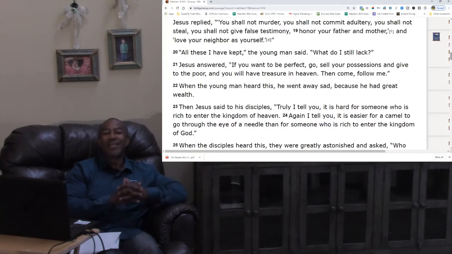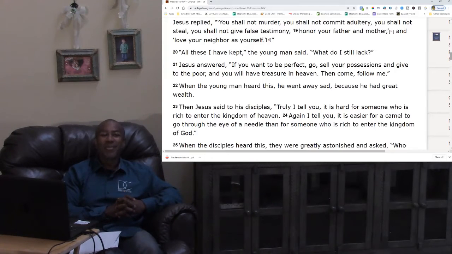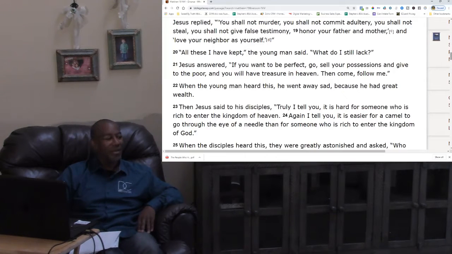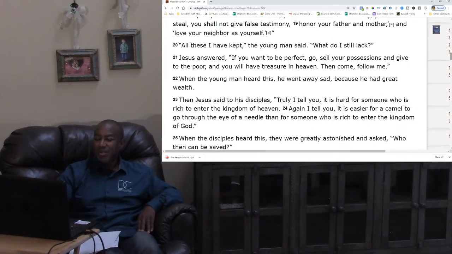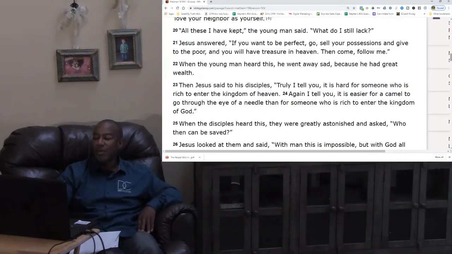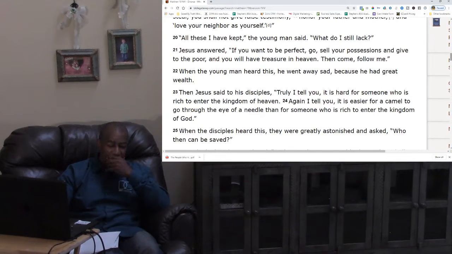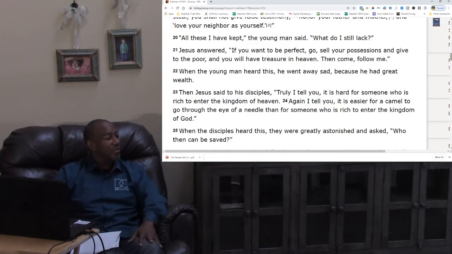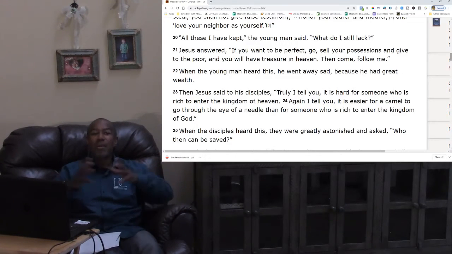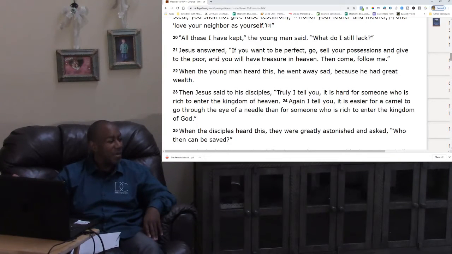But guess which one he didn't say? He didn't say, remember the Sabbath day. You know why? Because he probably kept the Sabbath day. Because everyone in the scripture back then kept the Sabbath day. That was God's people. Look what it says. When the young man heard this, he went away sad, but he had great wealth. Wow, God just revealed something to me. This man was probably an Israelite. Why was he probably an Israelite? He probably was an Israelite because he was keeping the commandments.